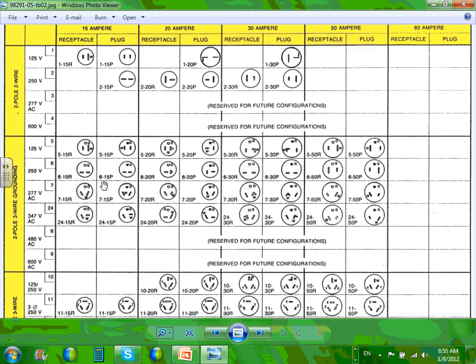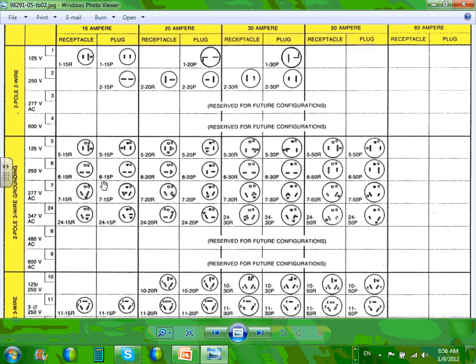So you can have the 5-20R in one receptacle right here, or you can have 2 of them in one yoke, or 3 of them in one yoke, or 4, by the way, 4 of them in one yoke. Any questions, guys? So you see the voltage up to 125.